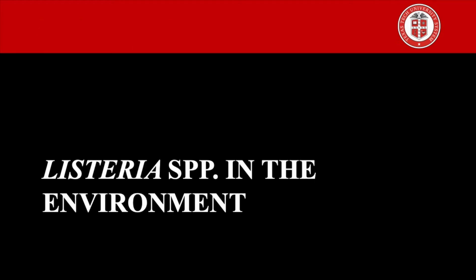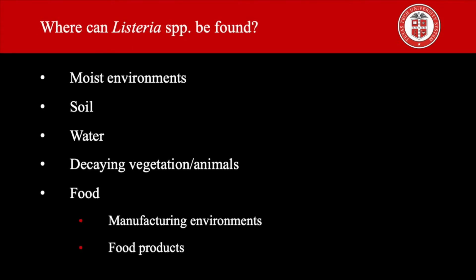Next, we're going to go over Listeria species in the environment. Listeria species can be found in a plethora of environments. However, it seems to prefer moist environments. Since this is a food microbiology course, we are going to focus the most on food. I'm sure you all have already discussed this in your lecture course, but Listeria is notorious for creating biofilms in hard-to-clean places within food manufacturing environments, specifically in drains.